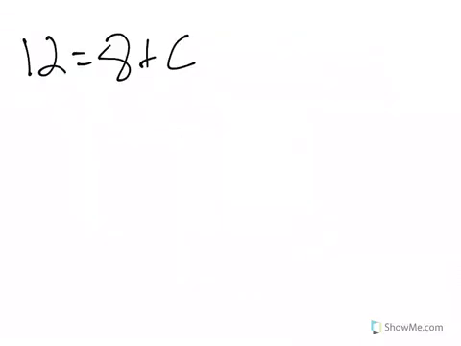All right, let's do another one. This one, we flipped it, right? We switched it around a little bit. So instead of 8 plus c equals 12, we have 12 equals 8 plus c. Remember that this means that they are just the same.